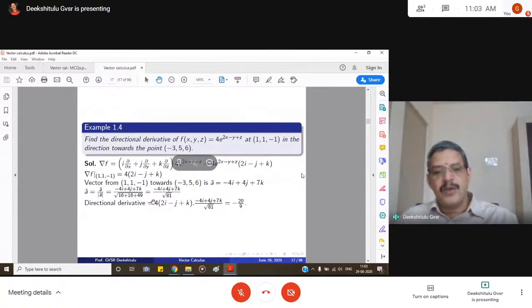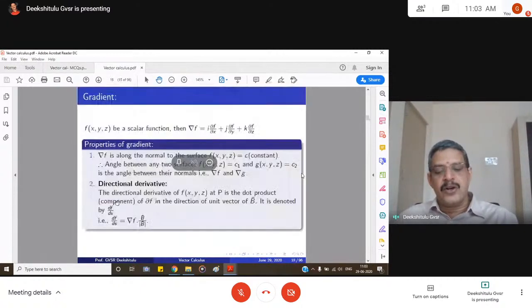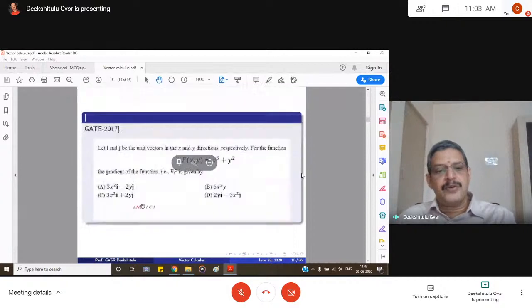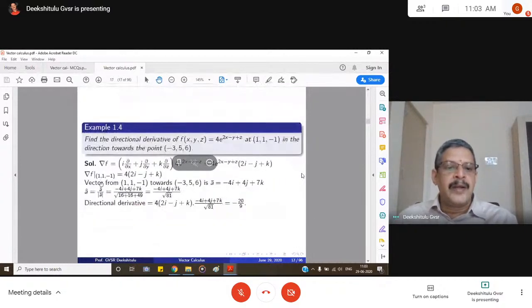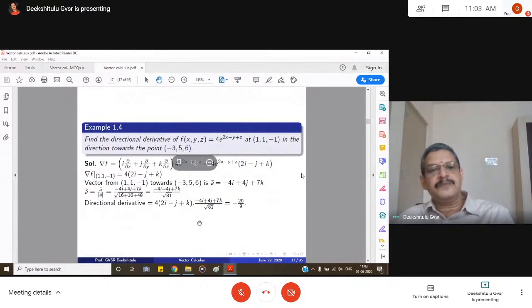So the directional derivative now is grad f dot b bar by magnitude of b. Grad f is 4(2i − j + k), dotted with the unit vector. So this is what we have, −20/9. This gives the directional derivative.